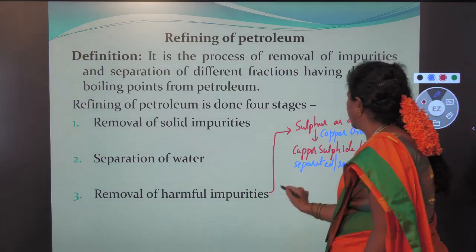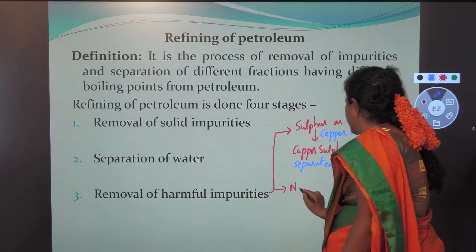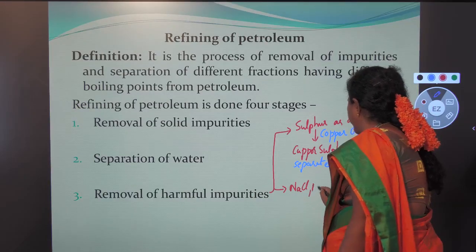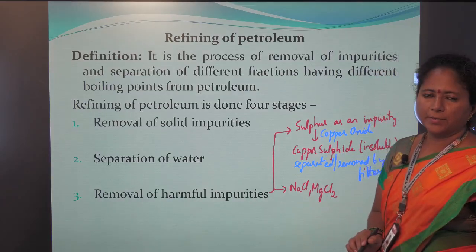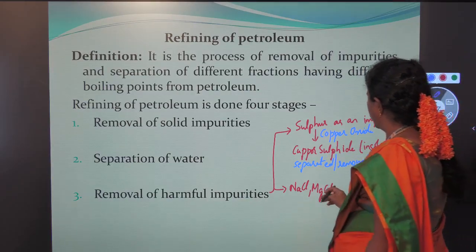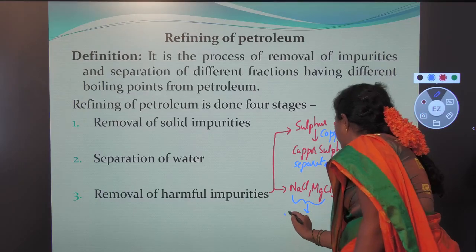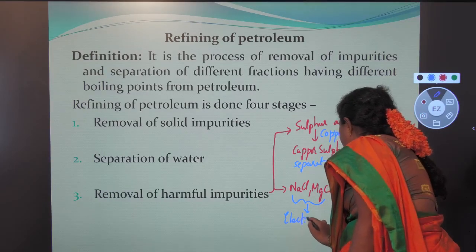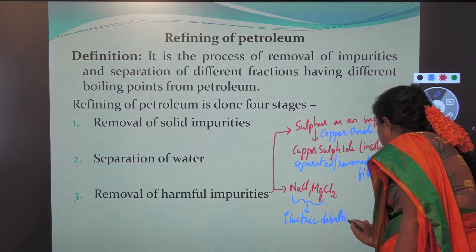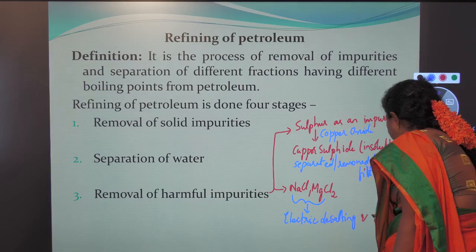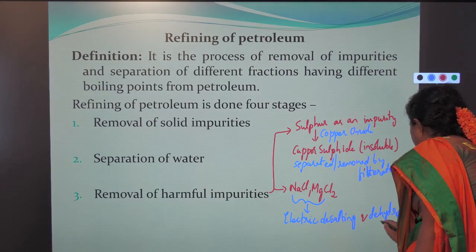And the compounds like sodium chloride, magnesium chloride may also exist in the crude oil. So these salts will be removed by electric desalting and dehydration.